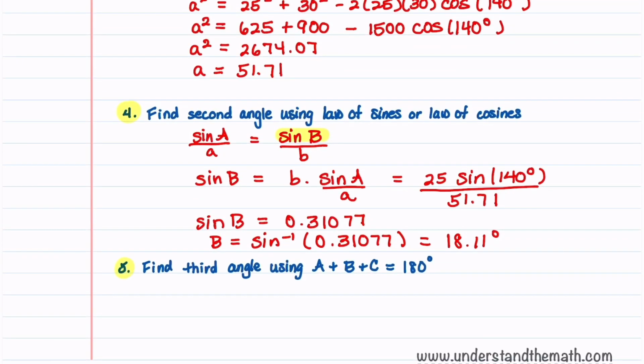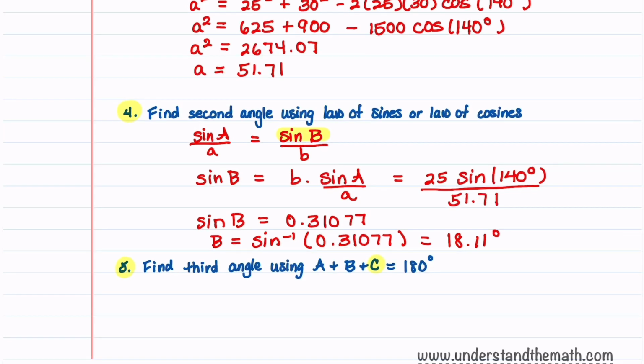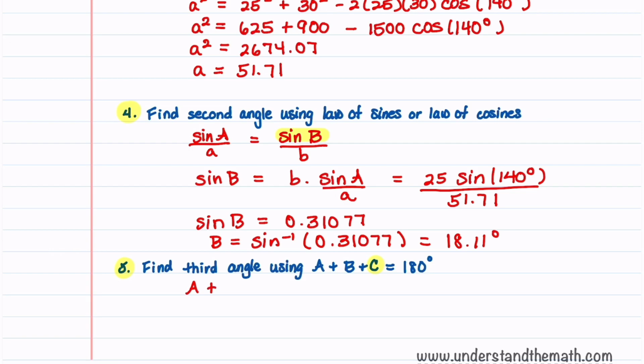Our last step is to find angle C, and we can find that because we know that all three angles, when we add them up, are going to equal 180 degrees. So we start by saying A plus B plus C is 180 degrees. We plug in what A is, that's 140 degrees. We plug in our B, 18.11 degrees, and then we have C, and then on the right, we have 180 degrees.